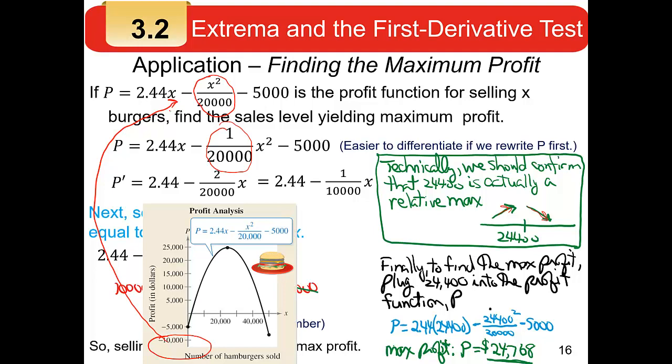By the way, that's what the function would look like. And you can see at that value we found, you would have the maximum profit of $24,768.